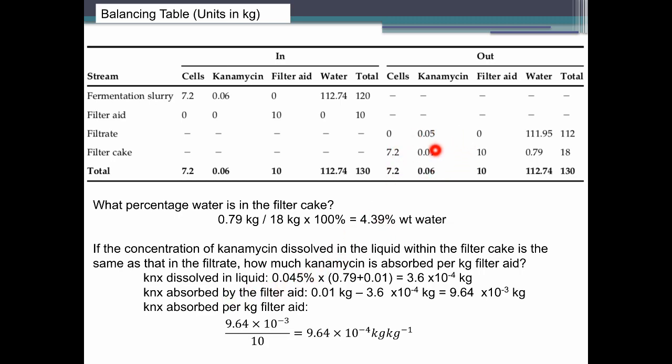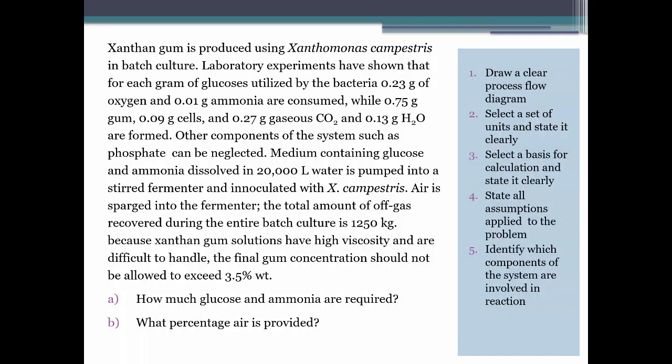So that means there is a loss, a missing amount of kanamycin, and that kanamycin can be absorbed by the filter aid. So the amount absorbed by the filter aid is the missing portion from the 0.01, so it's 9.64 times 10 to the negative 3 kilograms. So just get the percentage. You get 9.64 times 10 to the 4th kilogram per kilogram of kanamycin. So that is how you do a simple mass balance without reaction.